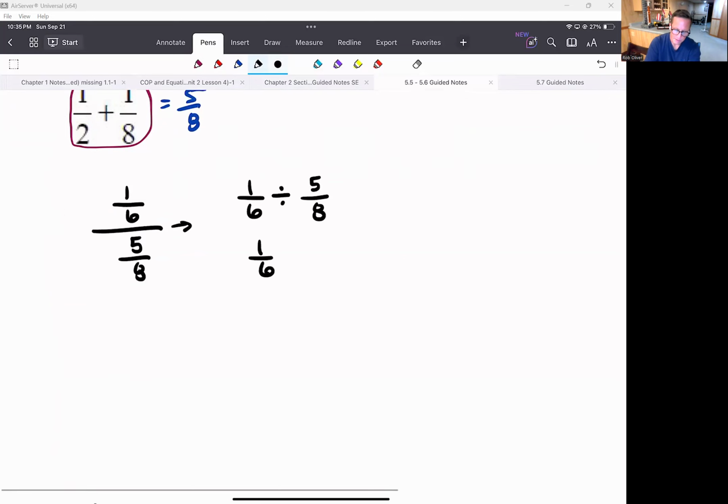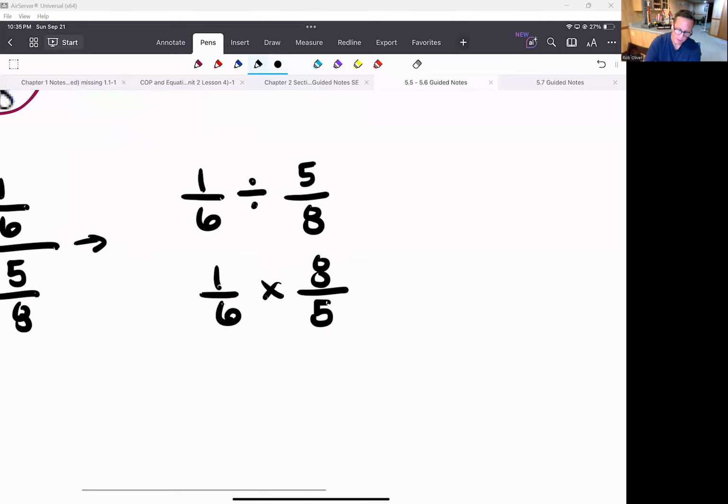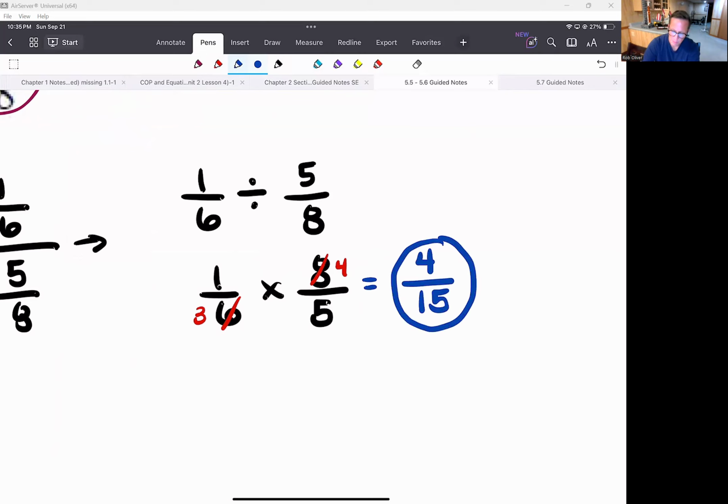So keep, change, flip. Now these can be divided by 2, and the other pair cannot. So 1 times 4 is 4. 3 times 5 is 15. And that's it. That's all we can do to that problem.